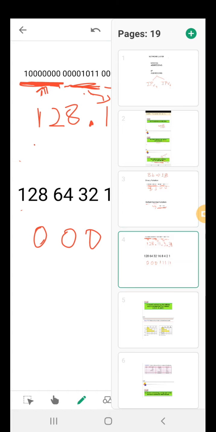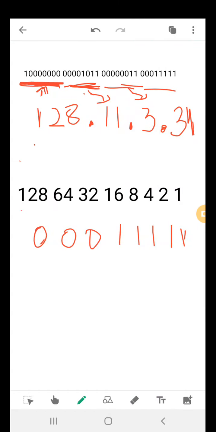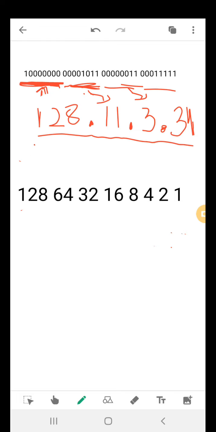So this is how we can convert, and you will be getting a lot of examples to convert from binary to decimal and from decimal to binary. So you need to learn how to do it. Now if you need to convert from decimal to binary, let us do the same example here. Let's say we have the decimal value as 128.11.3.31 and we want to get its corresponding binary. Okay, so take every octet one by one. Let us say my first octet is 128.